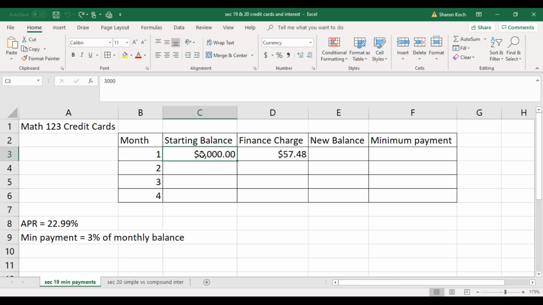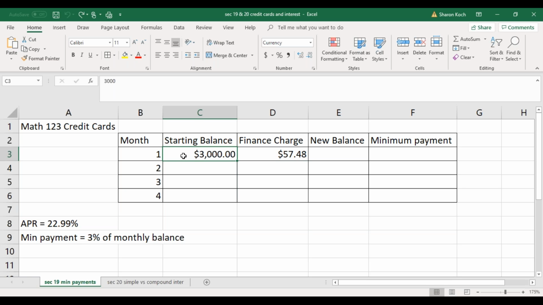So notice what I have in this first cell. This is cell C3. Here is the cell location, and here is the formula bar. In other words, there's actually no formula in there. It's just the balance of $3,000.